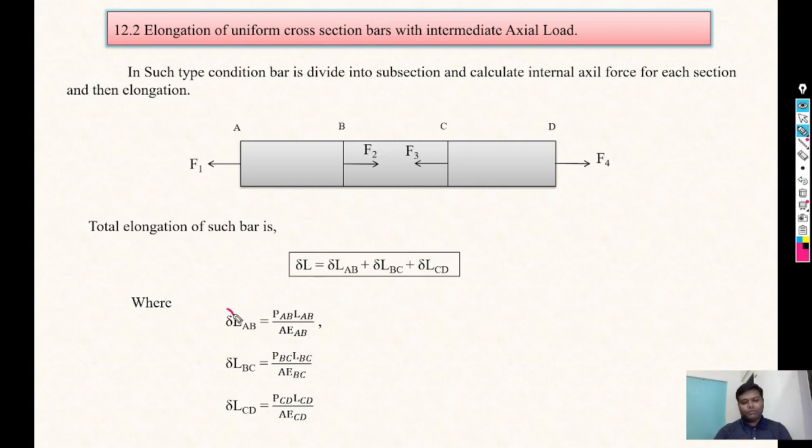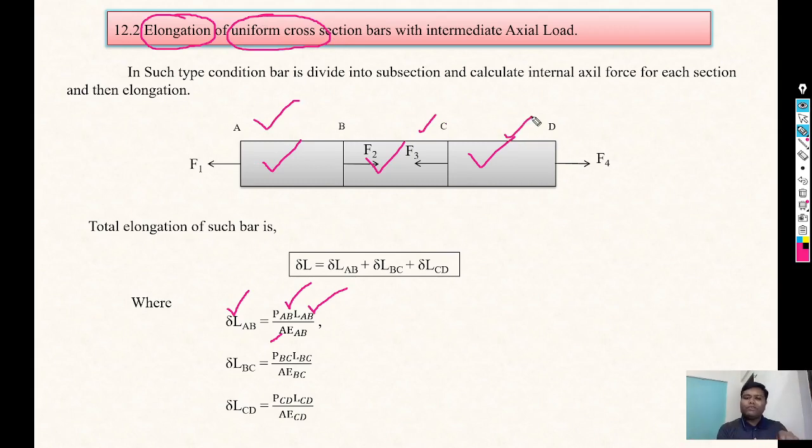Suppose you want to calculate the elongation for the AB section, so I have modified this formula: force in the AB section, then length of the AB section. I have not considered A for the AB section because the area of all the sections is the same. Why? Because we are considering elongation of a uniform cross section. Uniform cross section means what? The areas of AB, BC and CD, all the sections have the same area due to the uniformity of that section. That's why I have not considered an area for the AB section, an area for the BC section and an area for the CD section. Just one area, because the area is the same.